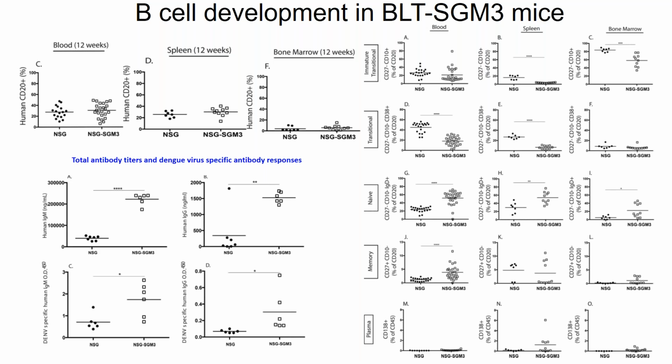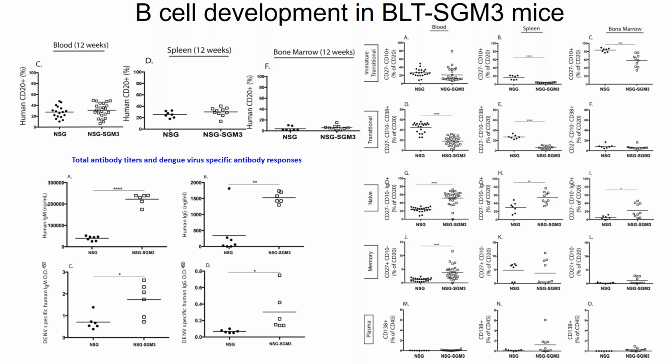Whereas the naive B cells, which are CD27, CD10, and IgD positive, are the B cells which go to the lymph node and mature into memory and plasma cells, and they are significantly higher in NSG SGM3 animals compared to the NSG animals. And as a result, in SGM3 animals, due to the high frequency of naive cells, we see a relatively higher level of memory B cells in the blood. The plasma cells, which is the CD138 population, is lower in both models, in blood, spleen, and bone marrow.